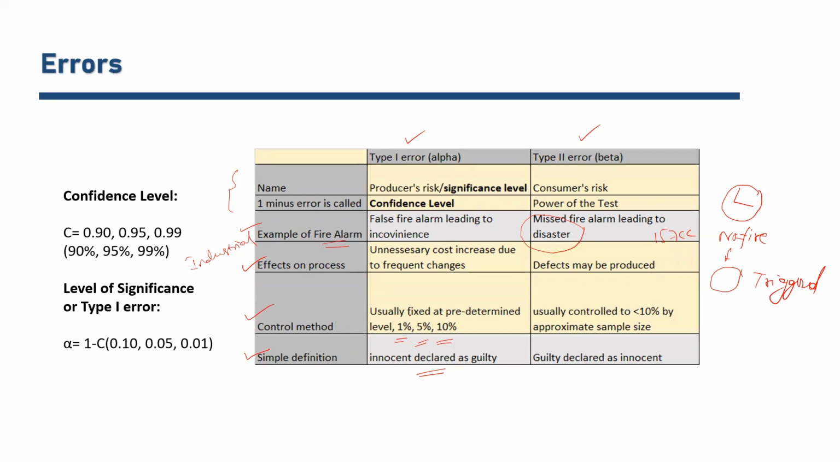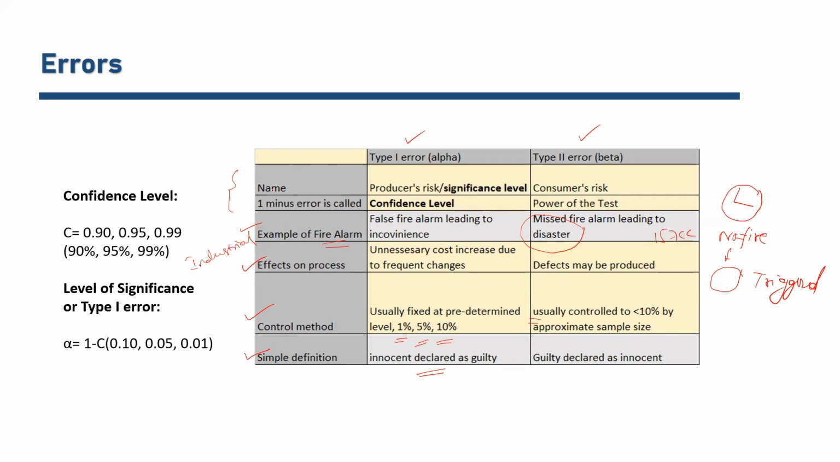You control the method by fixing the predetermined levels, but you cannot control type 2 error with predefined levels. You usually have to make a huge sample size. The problem with type 2 error is that it might lead to disaster. So you have to make sure that you have a huge sample size, and this sample size will help you reduce the beta error. Okay, we'll go through this with examples. So if you're not able to understand, not a problem.